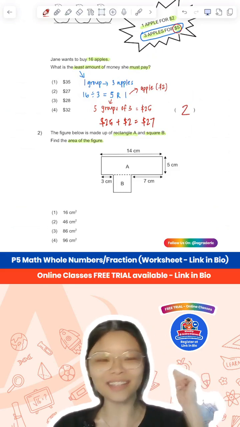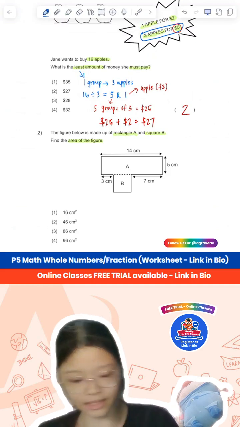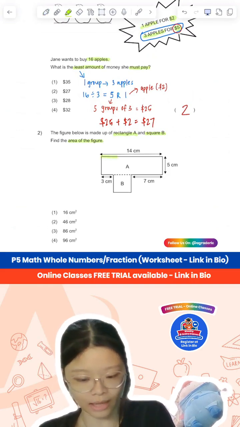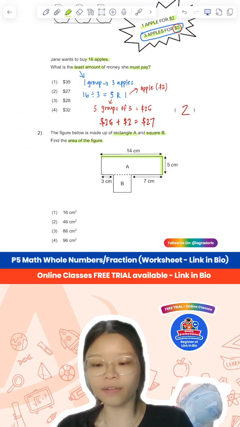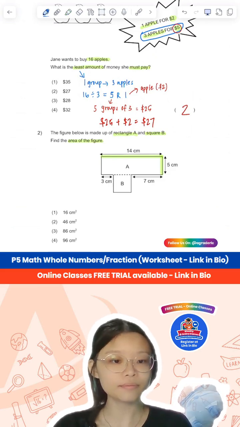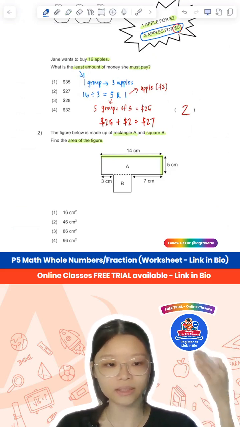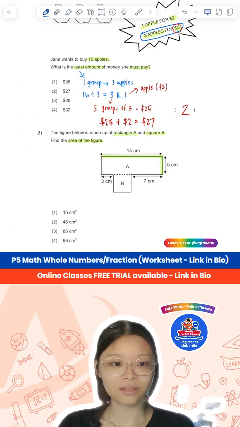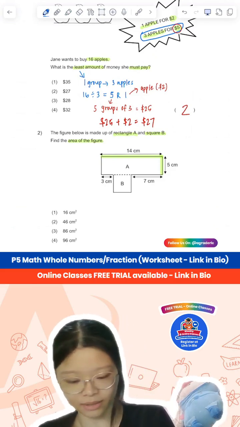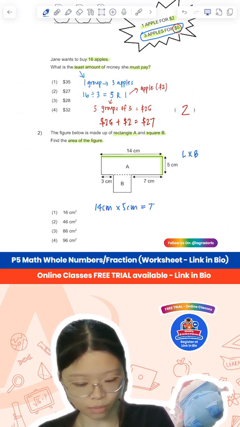Find both, then add. Thank you, Sushi Monster. So I can find A first, right now. A is easy to find because for A, I already know the length, which is 14, and I know the breadth, which is 5. How do I find area? What is the formula to find an area? Length times breadth, and Sushi Monster says 70. Very good. Length times breadth. So 14 times 5, and then Sushi Monster said 70.